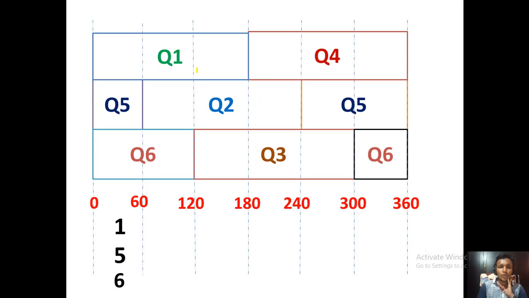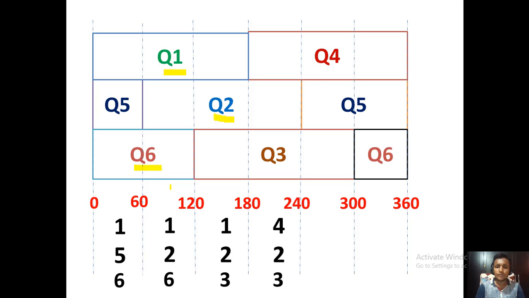Now in the second mode you can see Q1, Q2 and Q6 are on. So in this mode 1, 2 and 6 are on. Similarly in the third mode, that is 120 to 180 degrees, Q1, Q2 and Q3 are on. In the fourth mode 4, 2 and 3 are on. In the fifth mode thyristors 4, 5 and 3 are on. In the last mode, mode 6, 4, 5 and 6 are on.